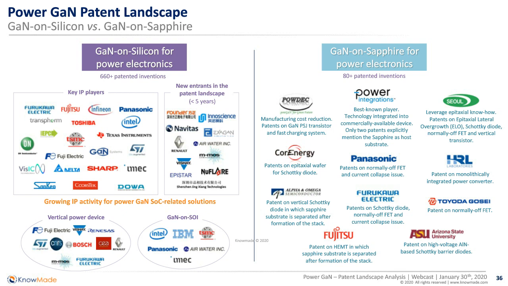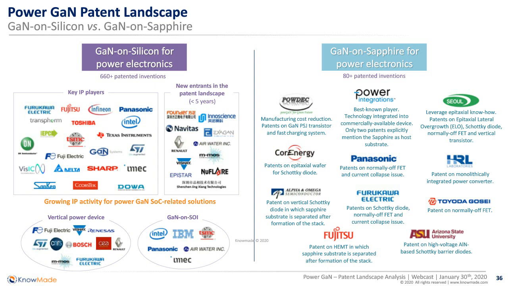Concerning vertical power devices, several GaN players hold patents on vertical power devices using GaN on silicon technology. For example, Fuji Electric, Vishay, Renesas, ST Microelectronics, and Renault develop such IP. And also for power IC, some players such as Intel, IBM, TSMC, etc., develop IP related to GaN on SOI substrate.